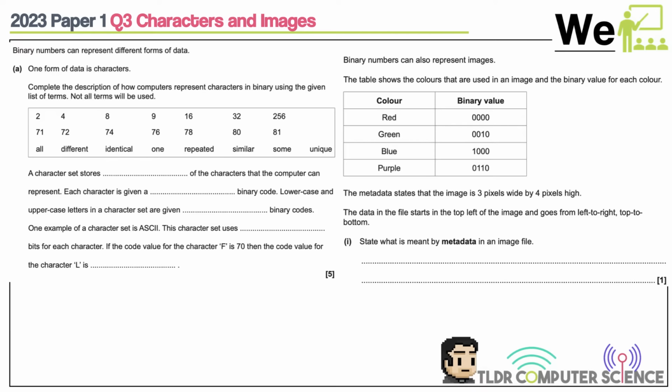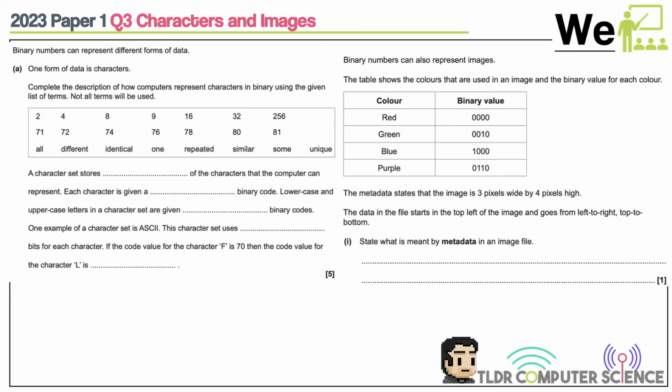Oh, lovely. Look at this. Fill in the gap. I love filling the gap. Come on. One form. Oh, so this is about characters and images. This one's about characters. Binary numbers can represent different forms of data. Characters. Thank you for your answers.